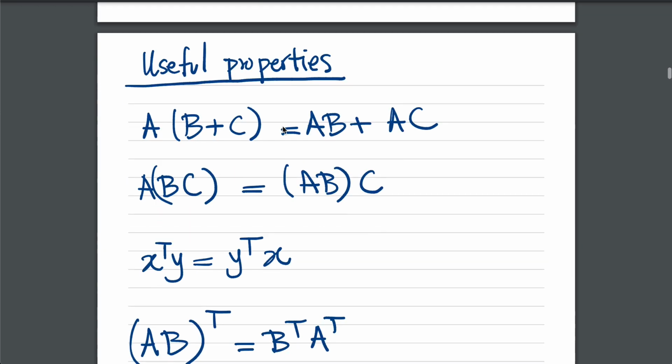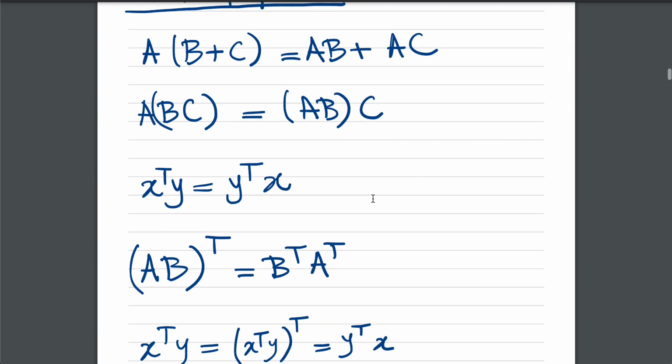Some basic useful properties. Matrix multiplication is distributive in the sense that A times (B plus C) is AB plus AC. It is also associative in the sense that A times (BC) is the same as (AB) times C. Now, AB is not the same as BA.